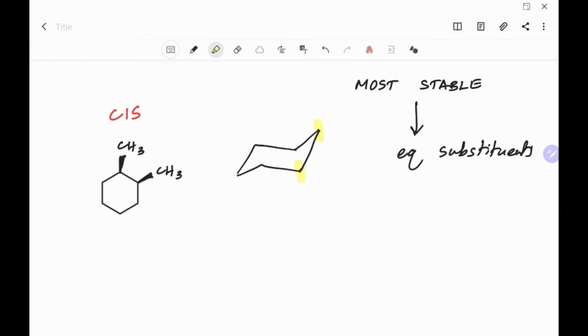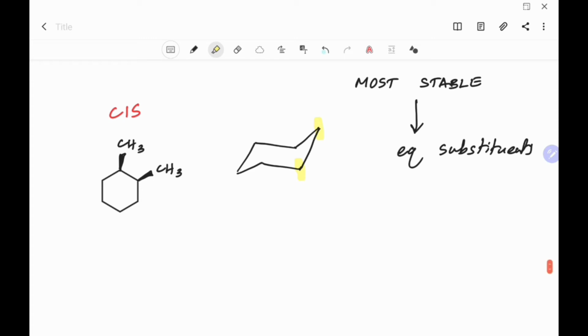This will be your number 1 and number 2 carbon, right? So when you start with the first carbon, always start with an equatorial bond. So I'm going to put my CH3 on the equatorial. And is it pointing up or is it pointing down? It is pointing down, right? So since this is cis, the other CH3 group should also be pointing down.